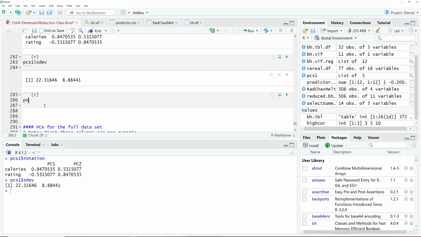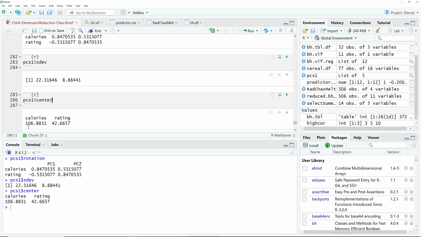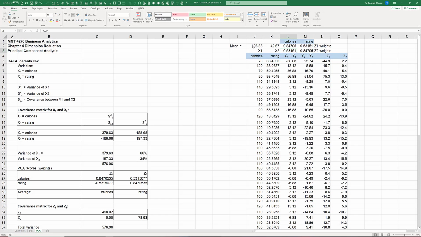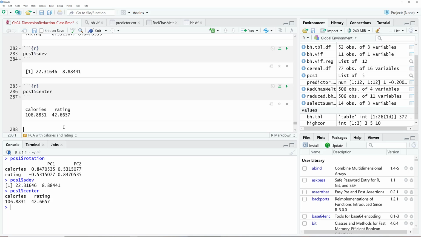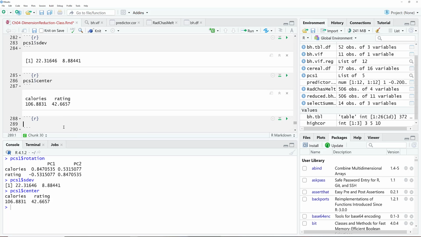And then PCS1, okay, so now let's look at center. So that's your average. So mean of x1 and mean of x2. And then we have PCS1 scale. We will talk about scale in just a little bit.